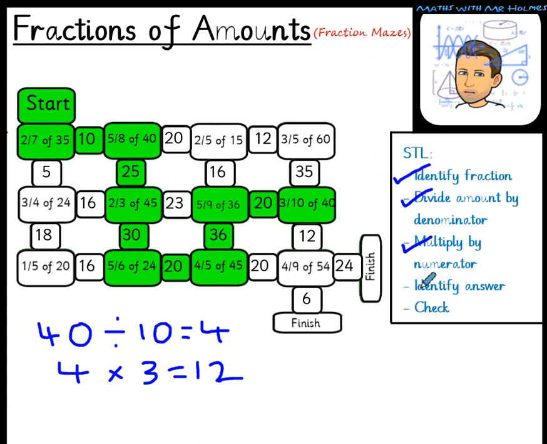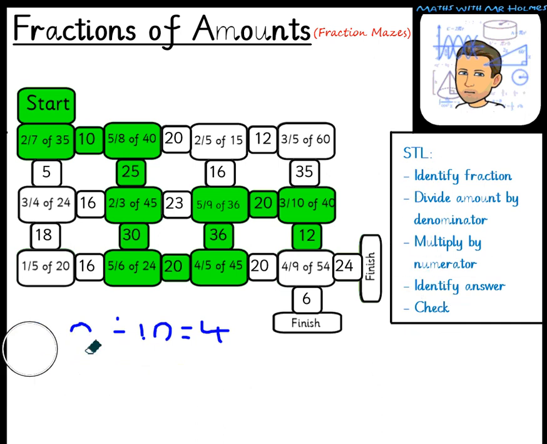So let's identify the answer in our maze. Well, we weren't going to go back up again. We're going to check, and we got 12. So we're going towards the finish line, almost there. Happy that we checked. On to our final question, I think. Okay, so our question is 4/9 of 54.